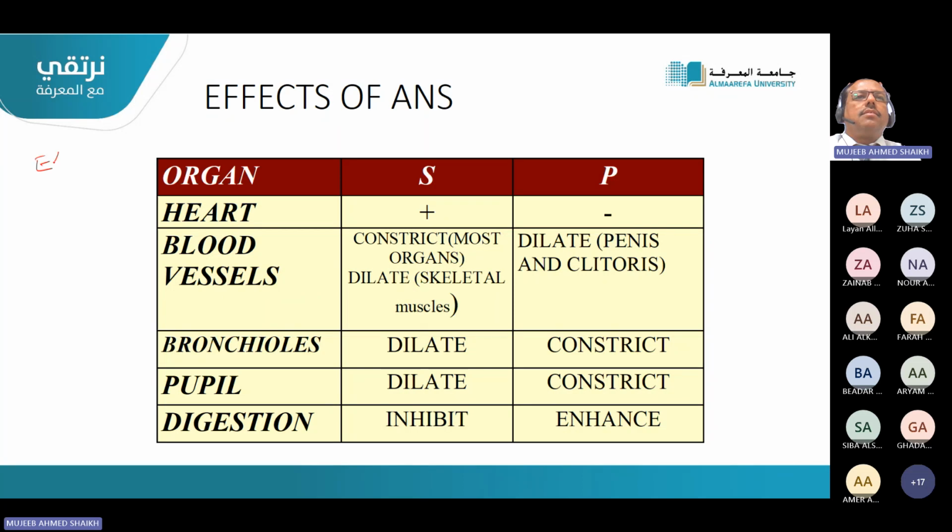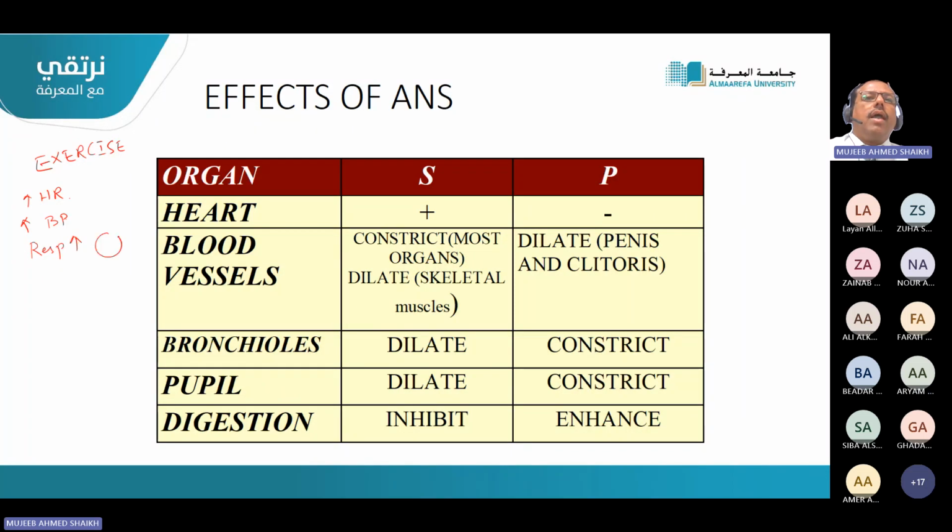During exercise, what are the things you observe in your body? Heart rate increases, tachycardia. What about blood pressure? Vasoconstriction, increased blood pressure. What about respiration? Respiration is increased.